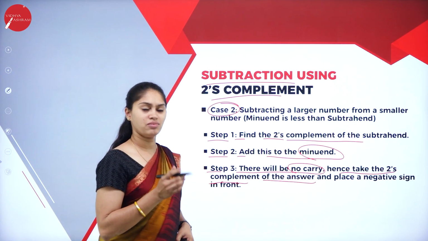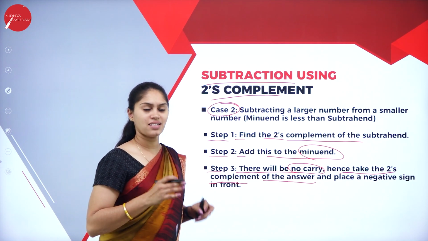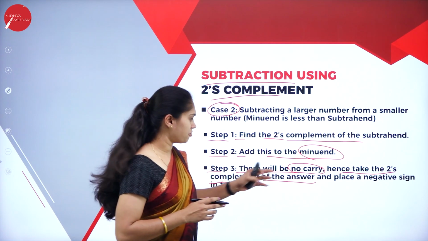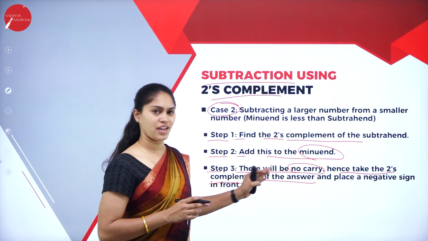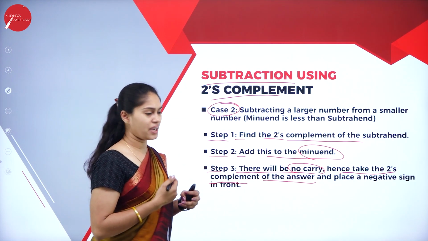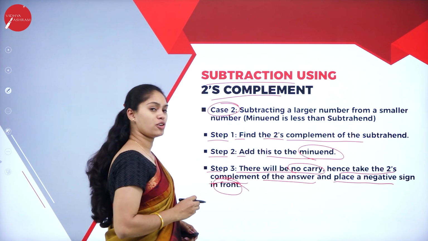In case 1, we get a carry, then I have to discard it and write the answer as it is. But here, we won't get any carry, so we have to take the two's complement of the given answer. That is what we got as an answer. That has to be two's complemented, and we have to place a negative sign in front of that.